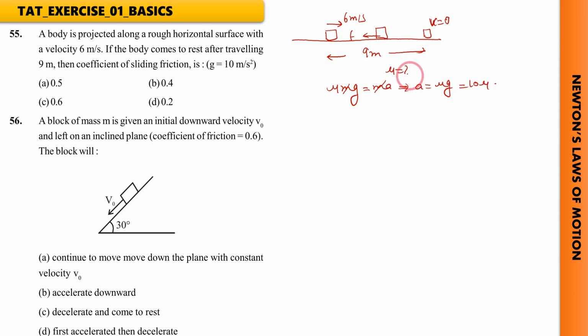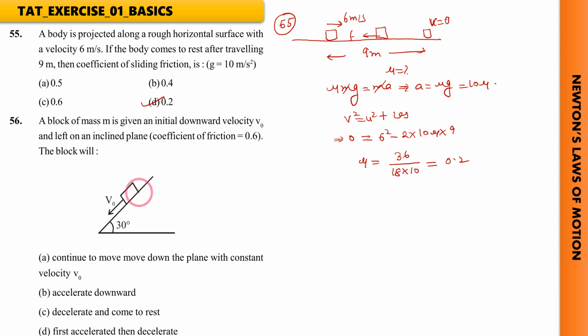Now using v square equals u square plus 2as, get the acceleration and use this 10 mu to simplify it. So for v square equals u square plus 2as, we say 0 equals 6 square minus 2 into 10 mu into 9, right? So we are getting 36 divided by 18 into 10, and so we are getting 0.2. D is the answer to this question.